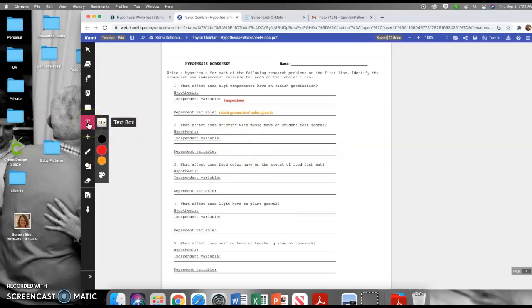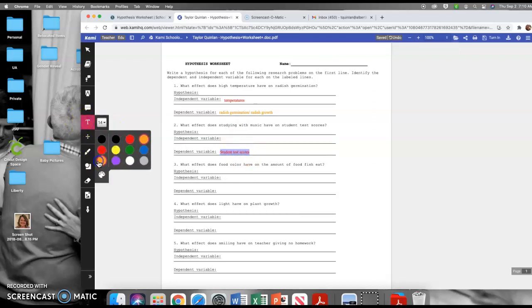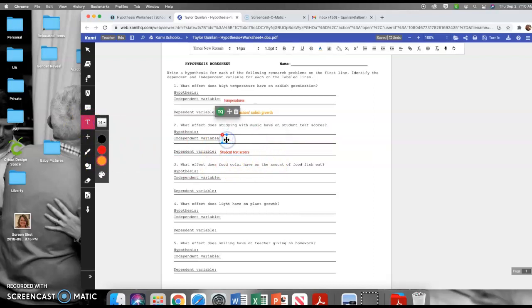All right, so on number 2, we have, what effect does studying with music have on student test scores? So we're going to start with our dependent variable. What can we measure in this? Well, we can measure student test scores. So that is what we're going to measure for number 2. Well, what is changing? Well, we're studying with music.